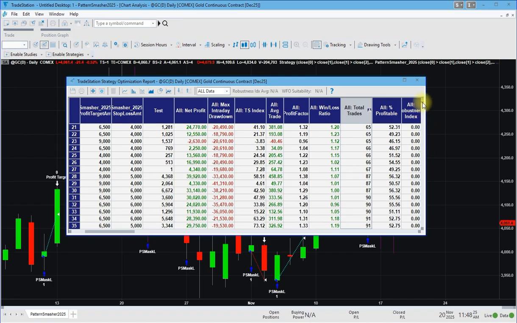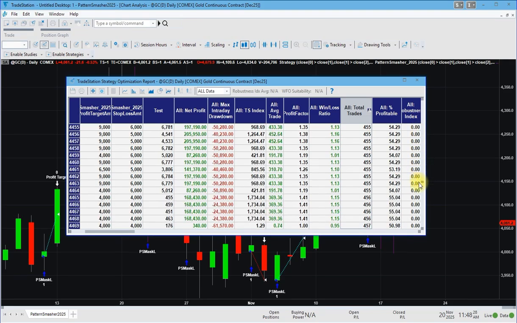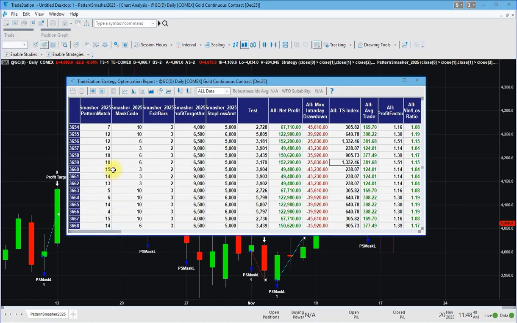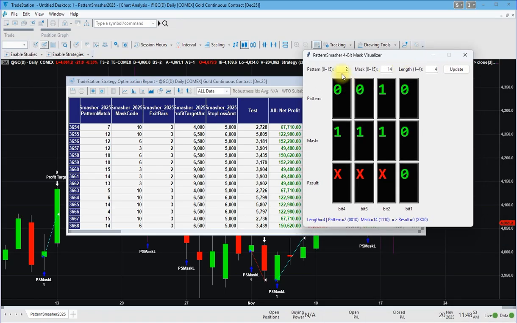There's a lot of optimizations in here. 300 to 400. And then you get something pretty decent. There's 152. 152 trades are about, and that is using 10 and 6. 10 pattern, 6 mask. 10 and 6 update. See?